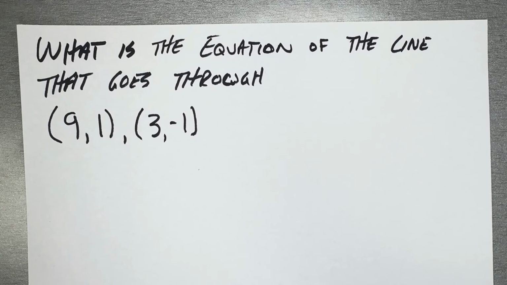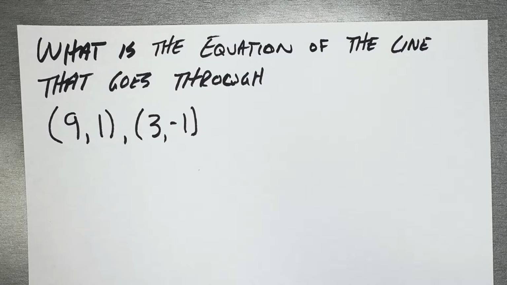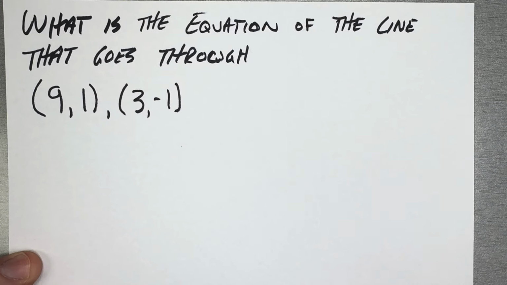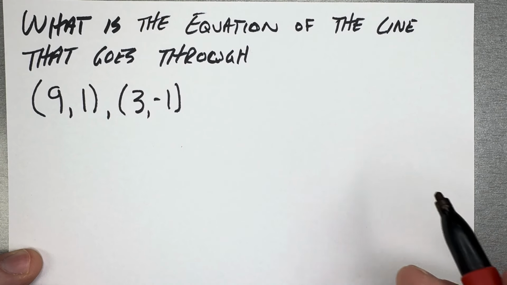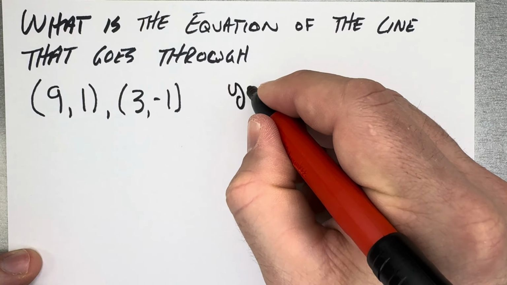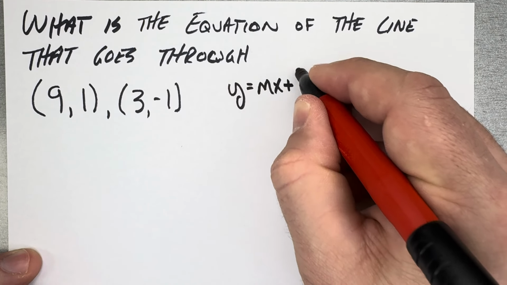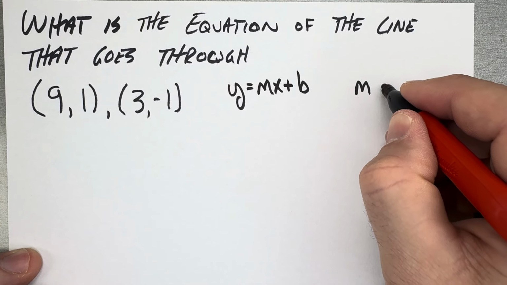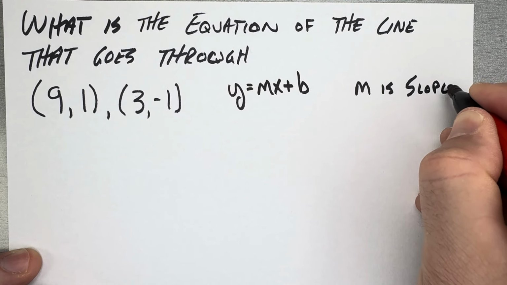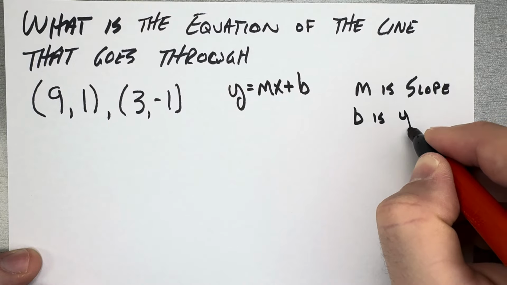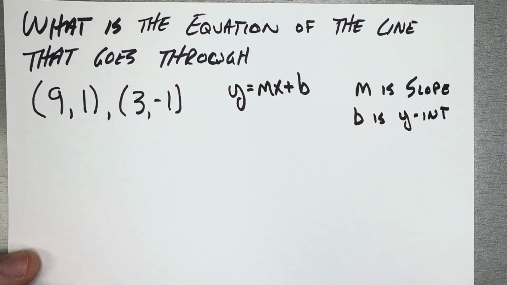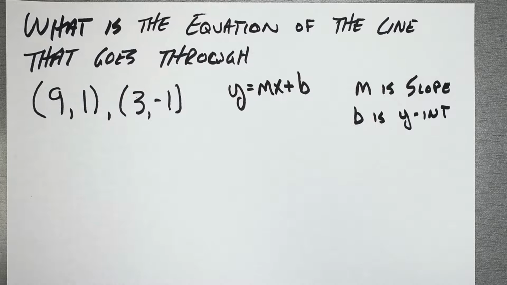All right, today we are doing the linear equation problem. We are asked to find the equation of the line that goes through the points (9, 1) and (3, -1). So the first thing I need to do is ask what my final solution is going to look like. This final solution is going to take the form y equals mx plus b, where m is the slope and b is the y-intercept. Now, if I can find the slope and the y-intercept, I can build my equation.